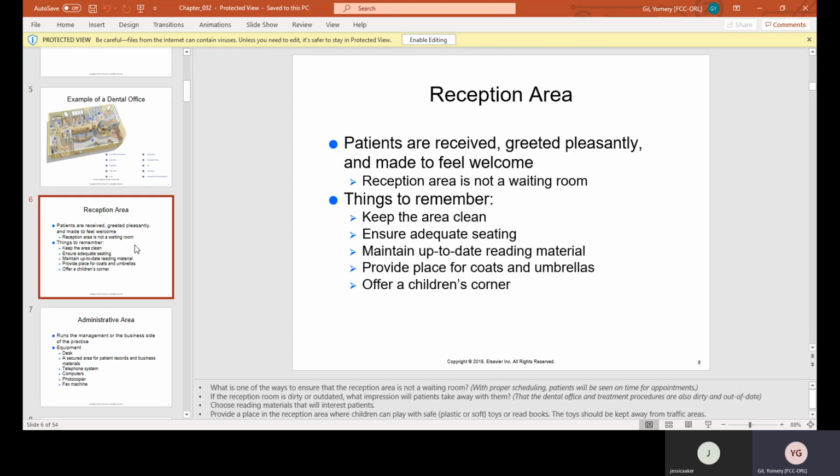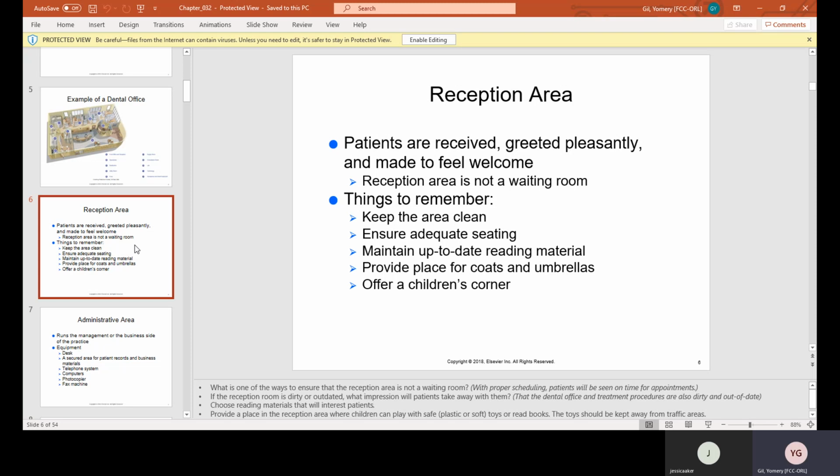So the reception area is where patients are received, greeted pleasantly, and made to feel welcome. The reception area is not a waiting room. It's the first place where the patient comes in. They're greeted. They say, I have an appointment, I would like to make an appointment, I would like to speak to this person, etc. It's where they're given paperwork, but it's not a waiting room. The waiting area would be separate from there.